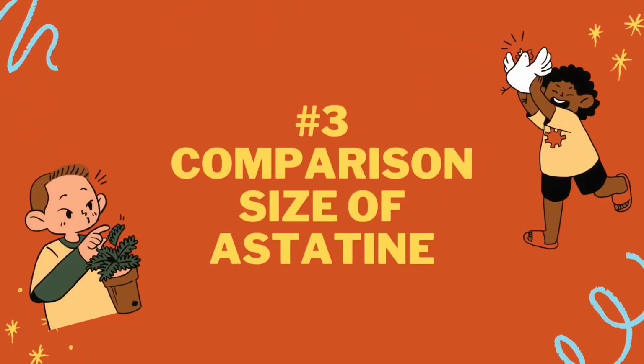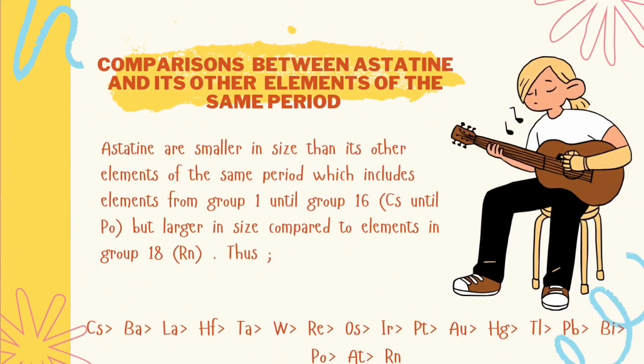So let's take a look at the comparisons between astatine and other elements of the same period. Astatine is smaller in size than the other elements of the same period, which includes the elements from group 1 until group 16, but larger in size compared to elements in group 18.